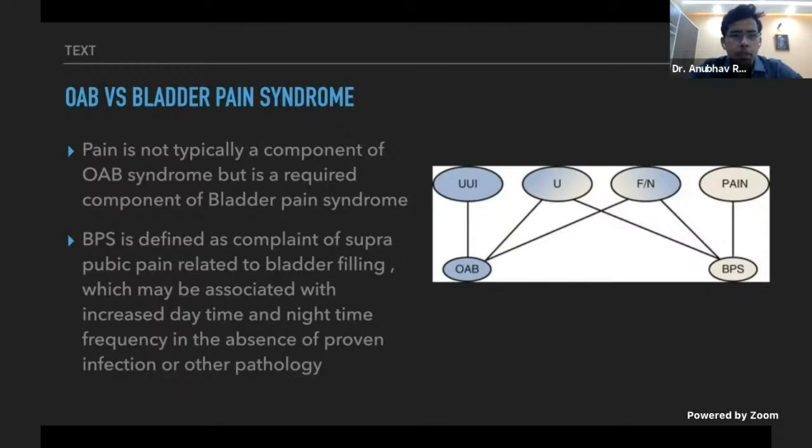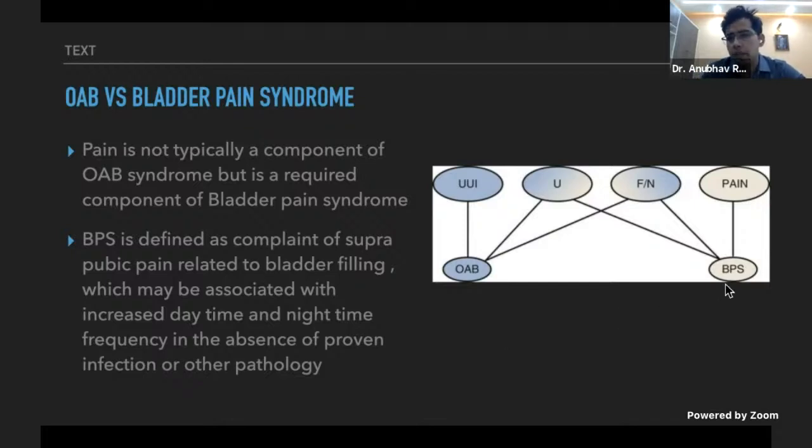So bladder pain syndrome is defined as basically a complaint of suprapubic pain, that is lower abdomen for a layperson. It is defined as a complaint of suprapubic pain related to bladder filling, which may be associated with increased daytime and nighttime frequency in the absence of proven infection or other pathology. So it has a few traits common to overactive bladder, that is frequency and nocturia. But the only thing is that it is basically a complaint of suprapubic pain which is related to bladder filling.